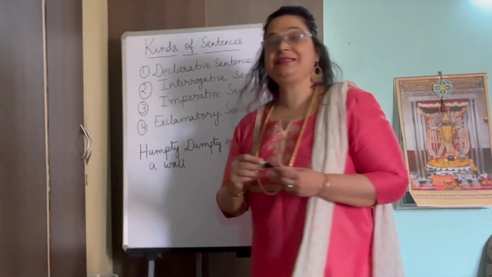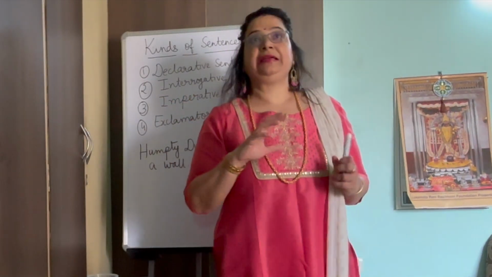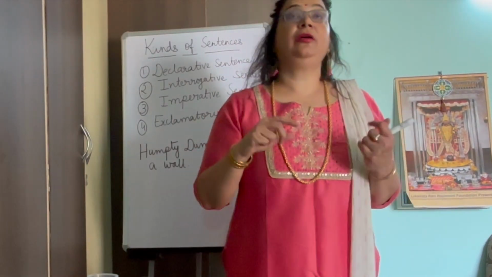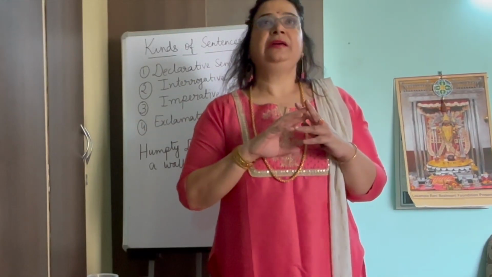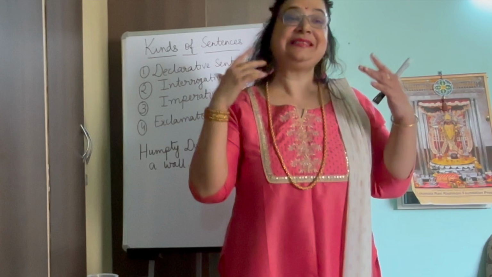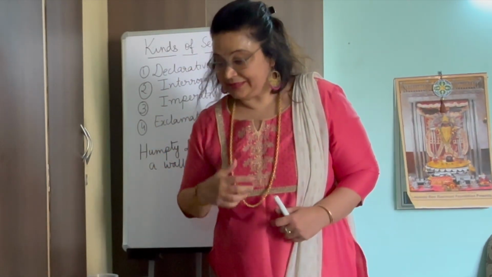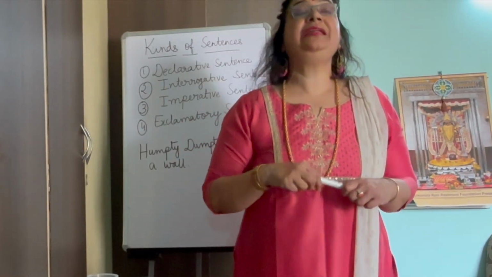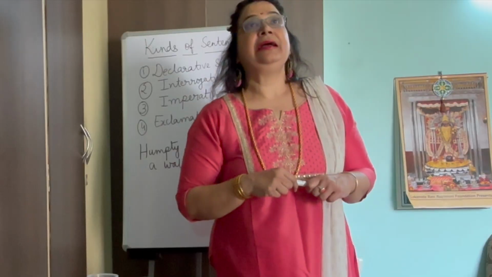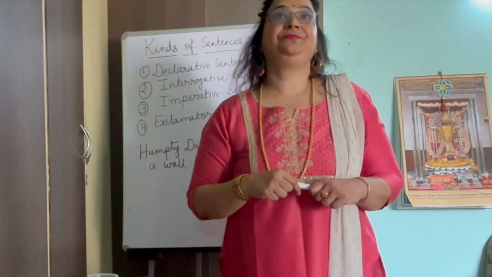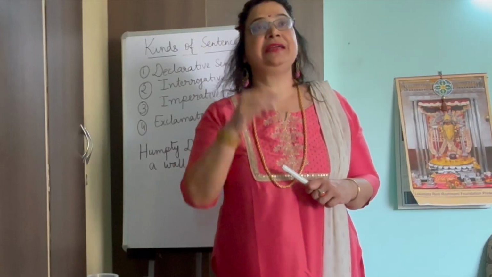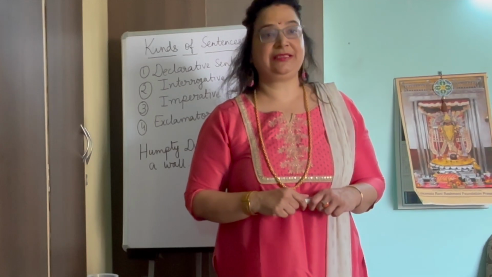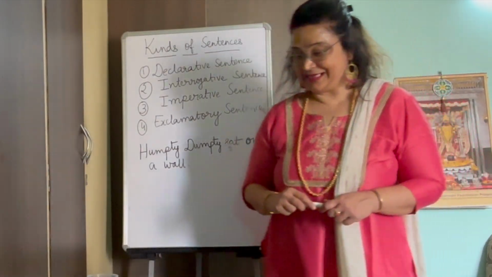Declarative sentences say something. It doesn't ask a question. It doesn't order or request, it just simply says something. For example, there is a boy playing on the playground. It is a declarative sentence. I am having my lunch now. This is also a declarative sentence. Now we will see the second one.